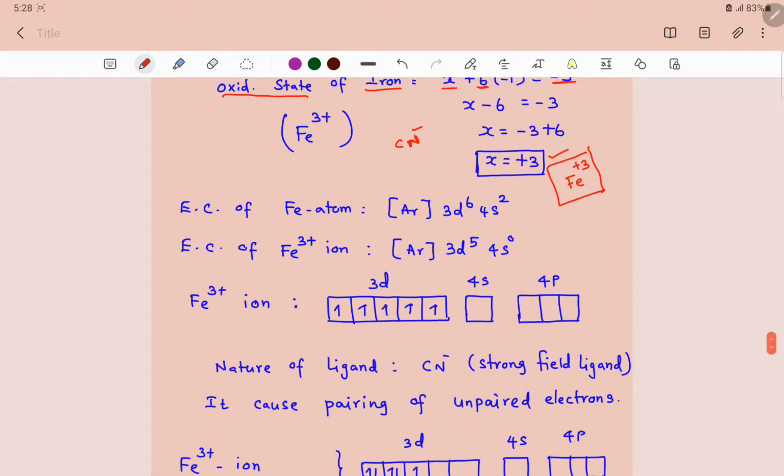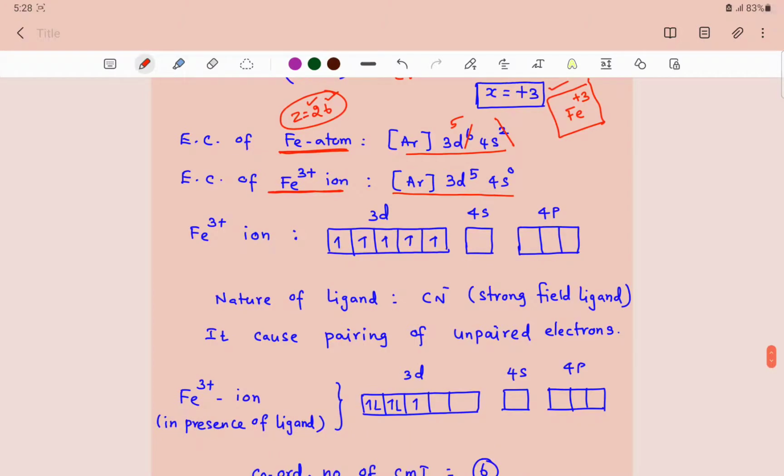Okay, right. Now first I have written the electronic configuration of iron. Iron atomic number is 26. So argon 3d6 4s2. This is the d electron, this is the s electron. But in the complex it is in the 3+ oxidation state. So iron is supposed to lose 3 electrons, 2 electrons from the s orbital and 1 from the d orbital. So it gets d5 configuration. So the electronic configuration of the Fe3+ ion is argon 3d5 4s0.